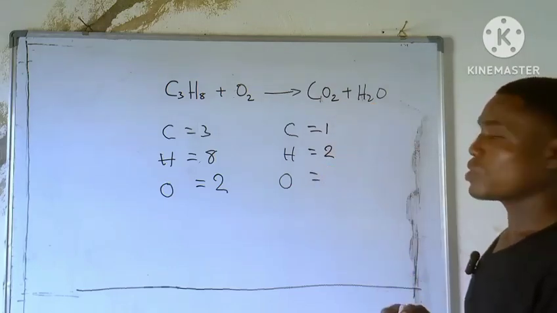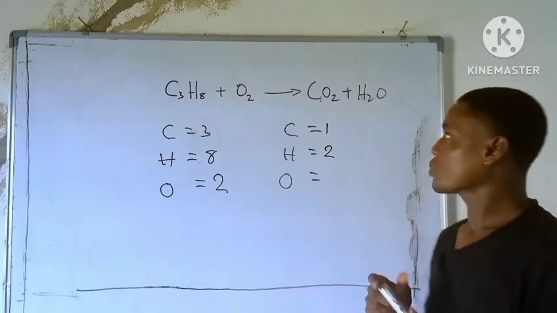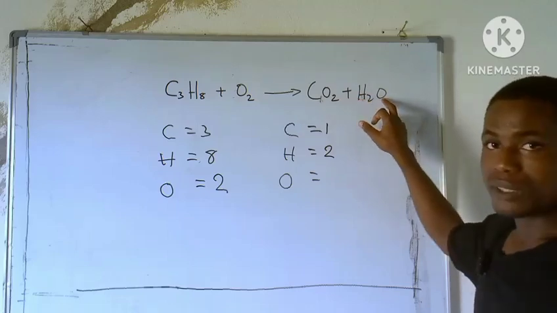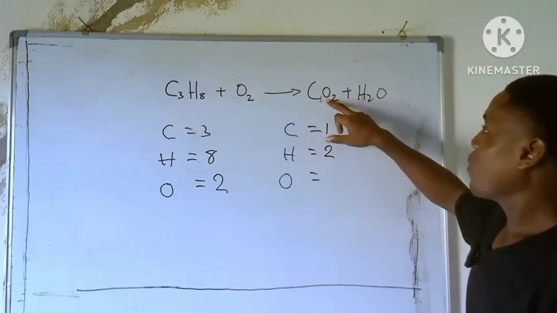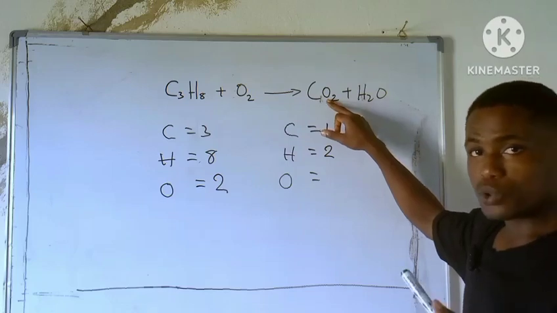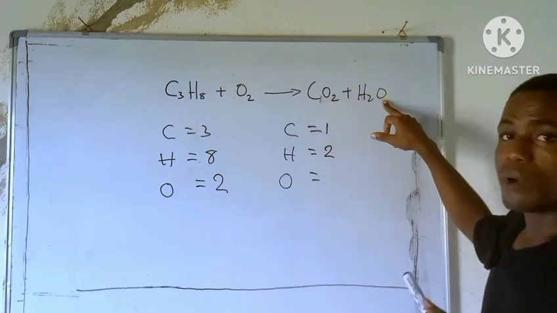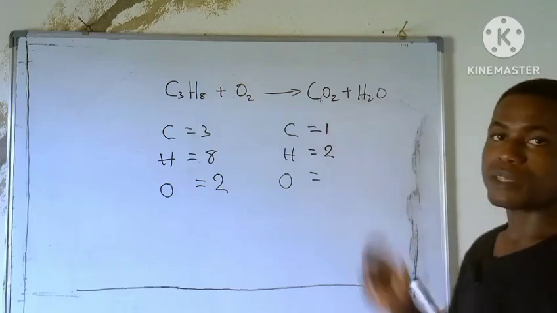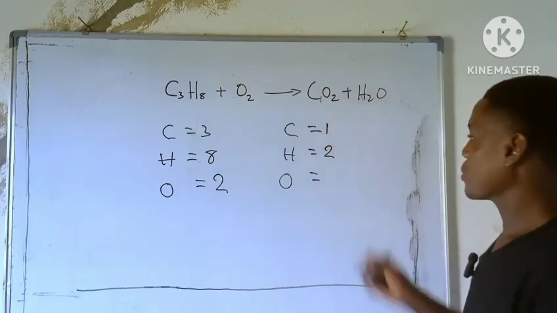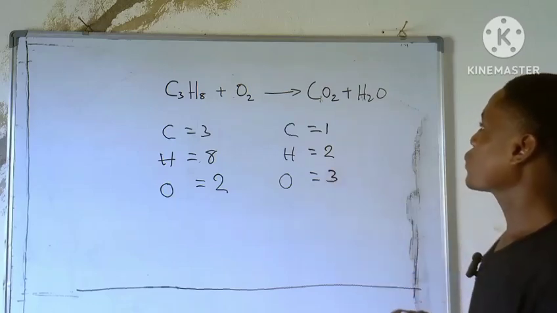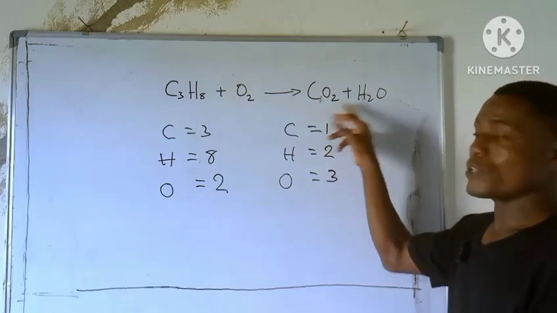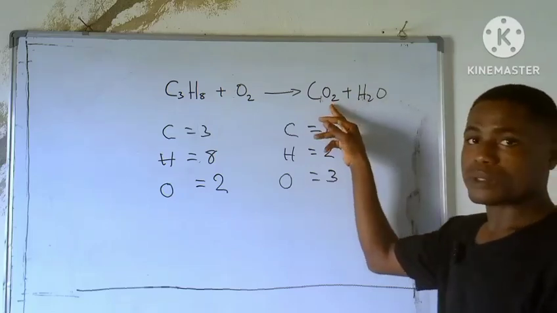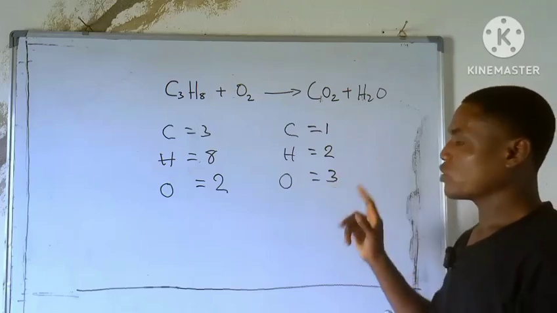Then the third one is oxygen. I want to explain something. You have oxygen here. Also, you have oxygen here, right? Here you have how many atoms of oxygen? You have 2, right? Here you have only 1 atom. So you add the 2 atoms together, making how many atoms now? 3 atoms. Take note, you will not multiply, you are adding, okay? You have 1 atom here, 2 atoms here. So if you add them together, it will give you 3.